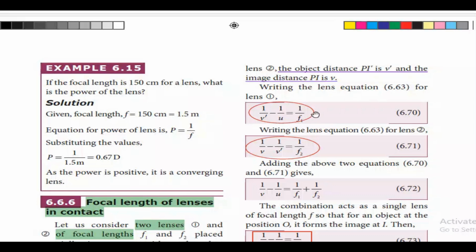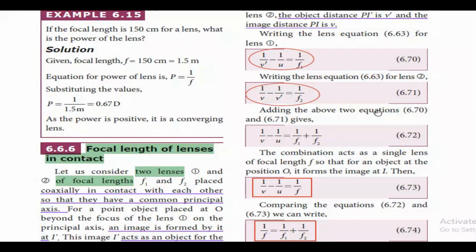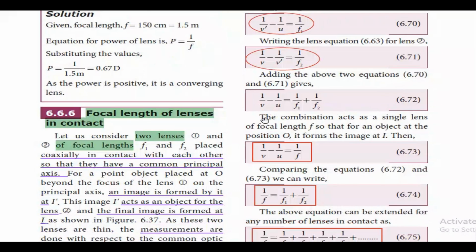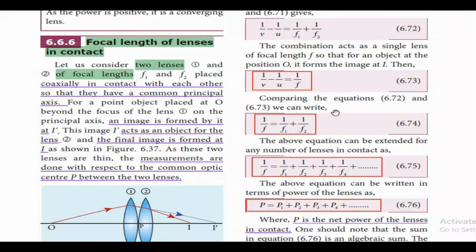So the lens equation for the first lens is given by this expression: 1 by V dash minus 1 by U equal to 1 by F1, and the lens equation for the second lens is given by this expression: 1 by V minus 1 by V dash equal to 1 by F2. And adding these two equations, we will get 1 by V minus 1 by U equal to 1 by F1 plus 1 by F2. The combination will act as a single lens of focal length F, so that for an object at a position O, it forms the image at I. So the equation can be written as 1 by V minus 1 by U equal to 1 by F. Comparing the equations, we get this expression: 1 by F equal to 1 by F1 plus 1 by F2.